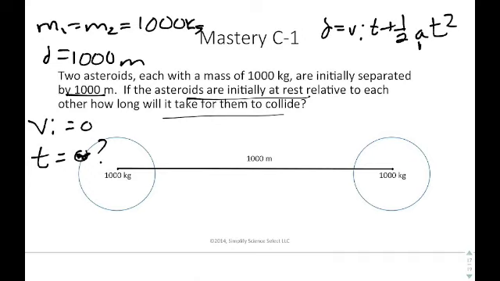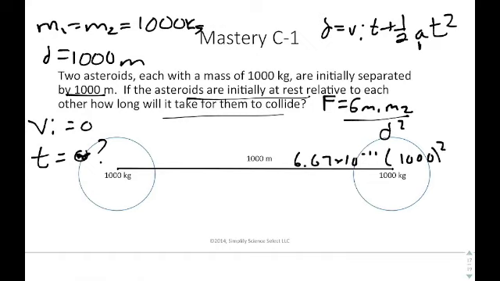So the first thing that I'm going to need to do is plug into the equation F equals G m1 m2 over d squared. When I plug in, I get 6.67 times 10 to the minus 11th times 1,000 squared, because they're the same, divided by 1,000 squared. Well, that makes it super easy. 1,000 squared divided by 1,000 squared cancels out, and my force is the same as this number. So once I have my force, I can now use the next equation.